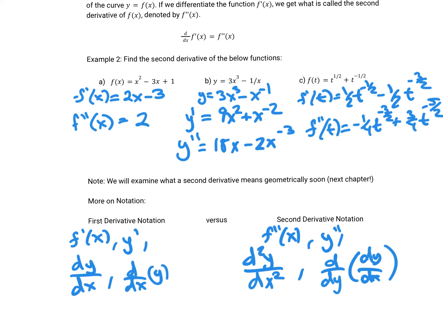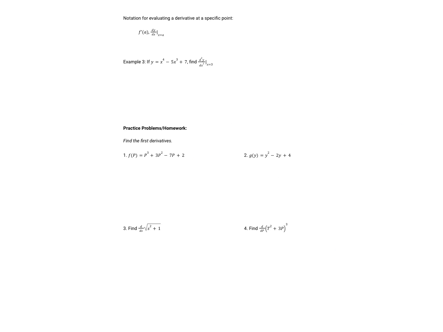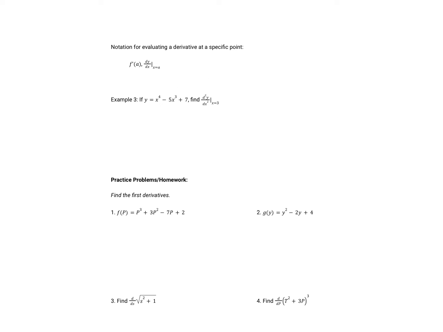Now let's look at notation at a specific value. Say I wanted to find the derivative at a specific point a, it would be f prime of a, or sometimes say I wanted to find the derivative of y with respect to x, say at x equals 1.